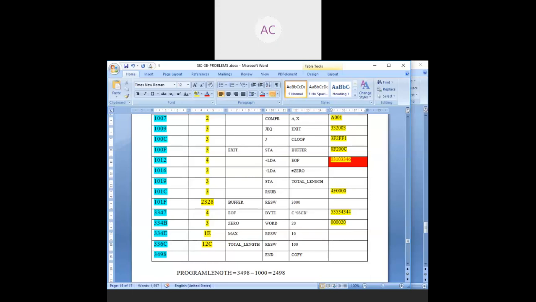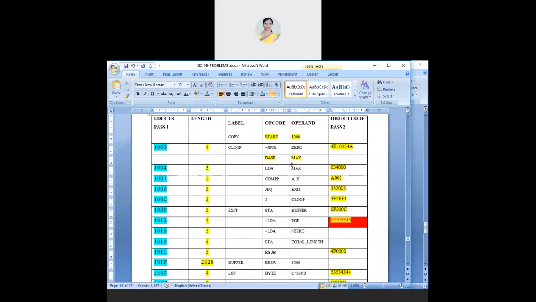If it was 20, what will be the answer over here? What is the X value? 16 plus 4, 14, no? So this is 00 because you have 0 over here. And there is no object code for this and there is no object code for this. That's why I modified it.